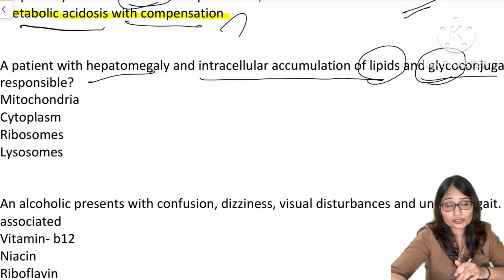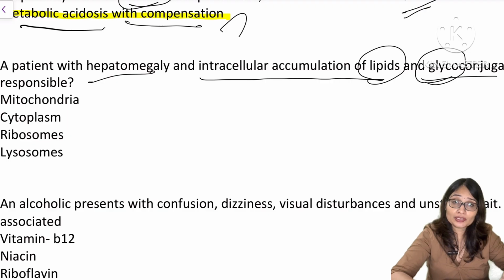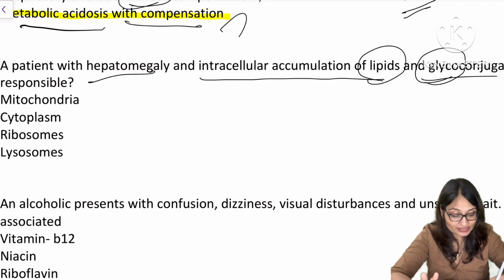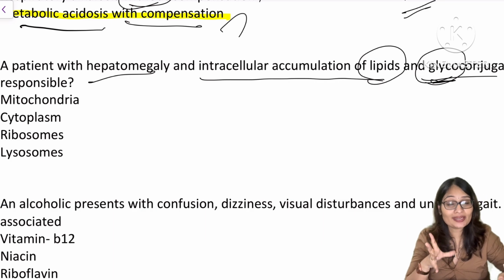Okay, if Golgi was given in the options, you cannot consider it, because if the defect were in the Golgi apparatus, glycation would not have happened. Since glycoconjugates are accumulated, it means they are formed properly, but they are not able to get destroyed.